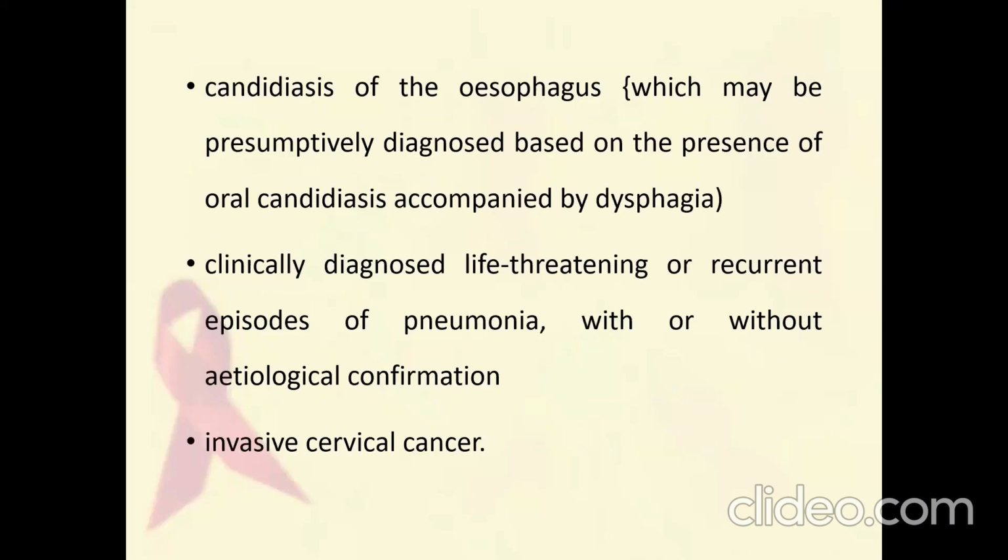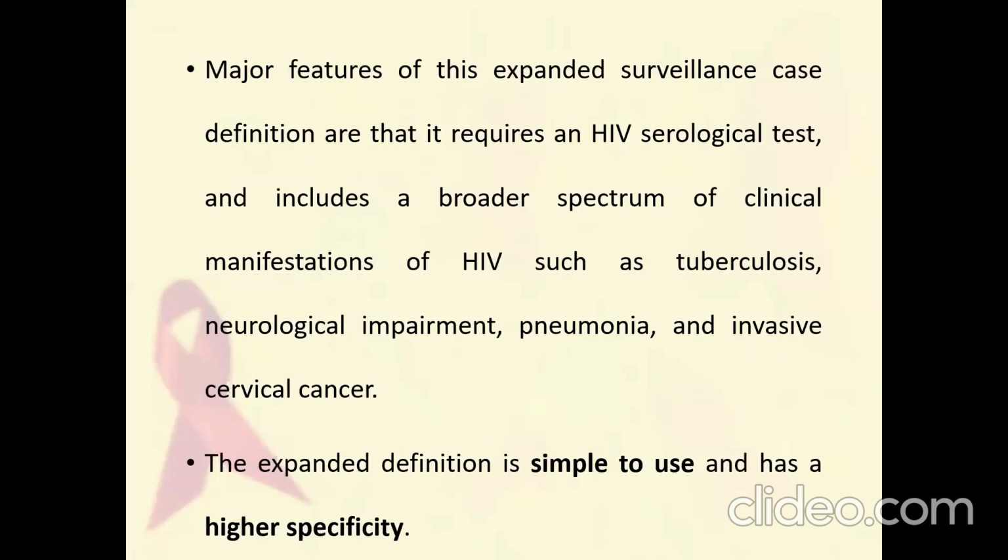Then candidiasis of the esophagus. Clinically diagnosed life-threatening or recurrent episodes of pneumonia with or without etiological confirmation. Invasive cervical cancer. Major features of this expanded surveillance case definition are that it requires an HIV serological test and includes a broader spectrum of clinical manifestations of HIV such as tuberculosis, neurological impairment, pneumonia, and invasive cervical cancer. So this definition is simple to use and has higher specificity.